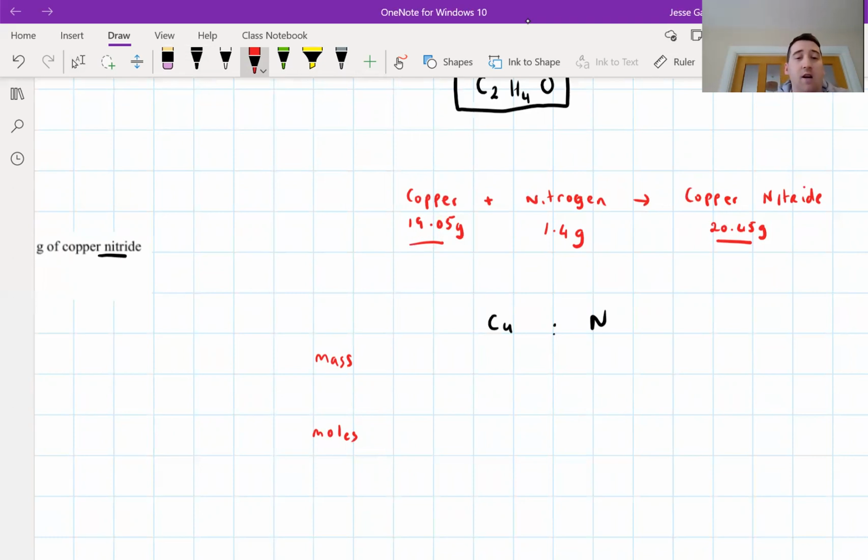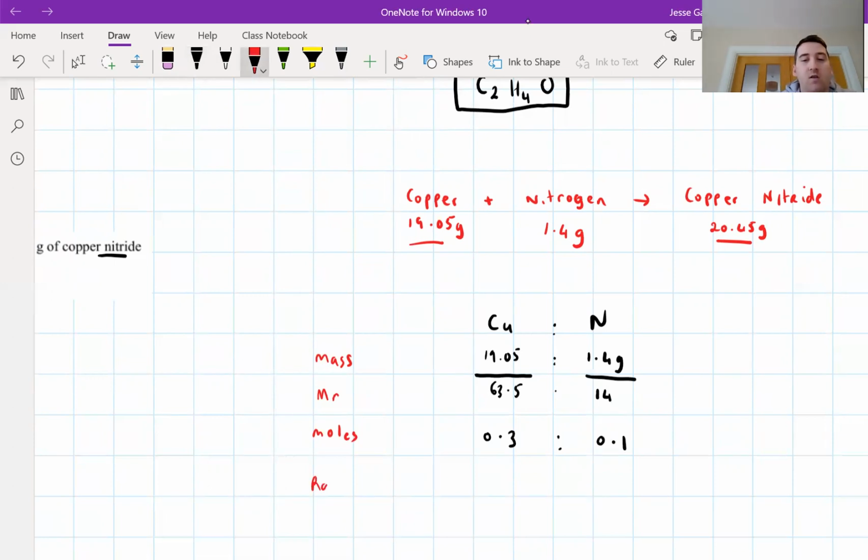Okay, and if you didn't know how to do that, you'll also need the MR of each of these things. You should definitely be able to do it now. All right, so what you should have so far is, well, we had 19.05 grams of copper for every 1.4 grams of nitrogen. The MR of copper is 63.5 from your periodic table, MR of nitrogen is 14. So what we want to do to get moles is divide the mass by the MR. And when you do that, this number comes out to be 0.3 is to 0.1.